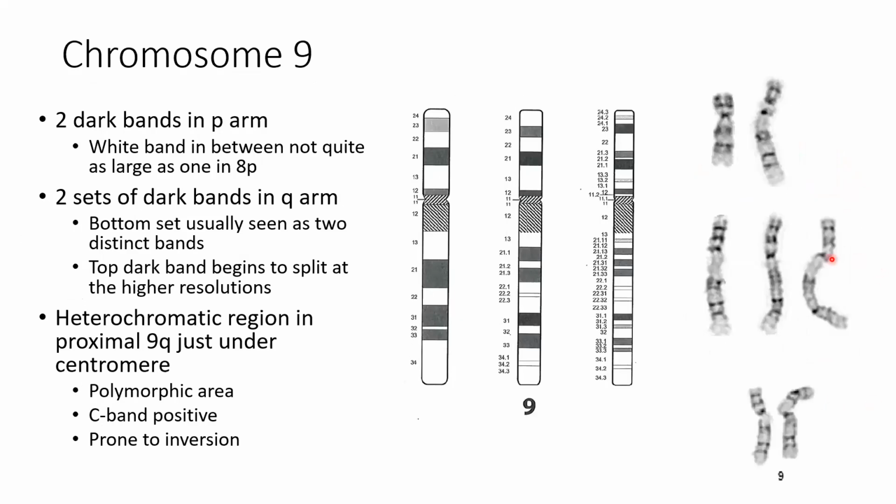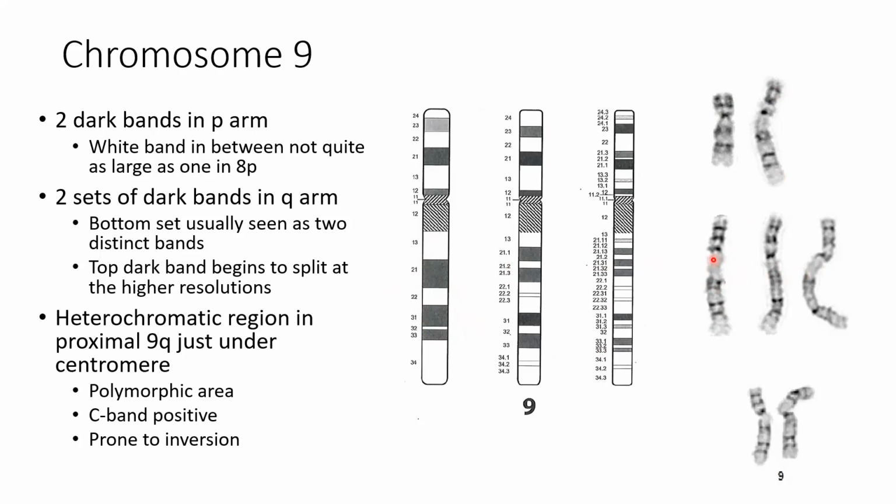Now chromosome 9 also has 2 dark bands in the P arm, but they're closer together than the dark bands on the 8, especially when you see the karyotype all together. There are 2 sets of dark bands in the Q arm, and they also split as they get higher resolution, like we have here. This region is another one of our heterochromatic regions.